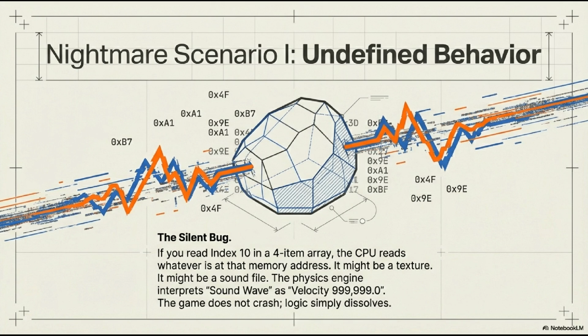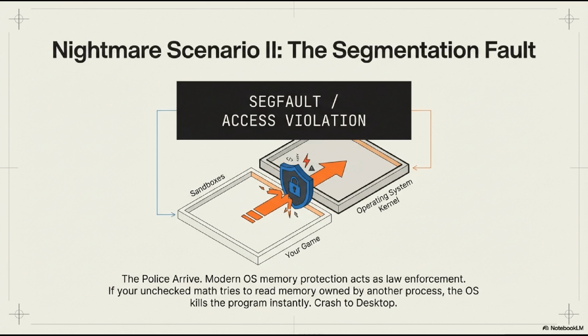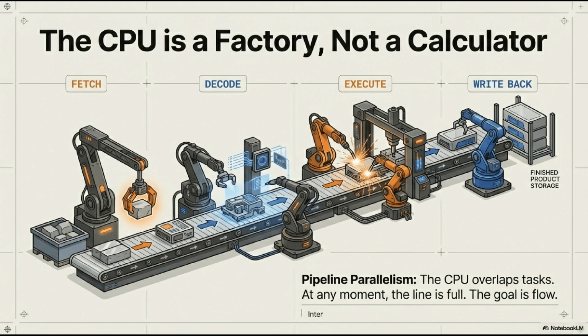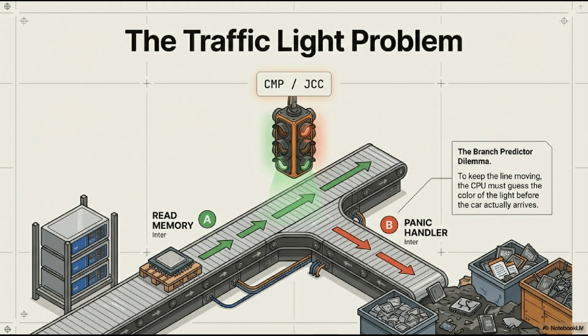What happens to the factory? Chaos. Absolute panic. The factory manager screams, Stop! We're going the wrong way. We made the wrong prediction. And what happens to all those cars that were on the assembly line? All those instructions the CPU was preparing? They're garbage. They're useless now. The CPU has to throw all of them in the trash. This is called a pipeline flush.